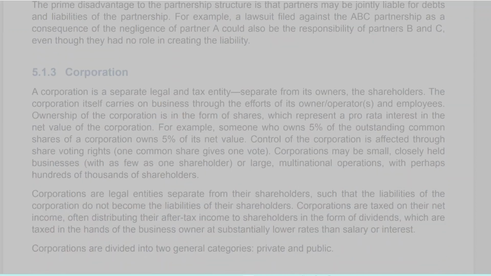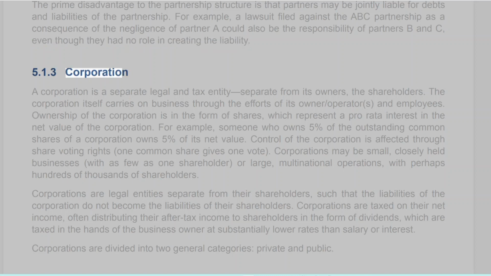The prime disadvantage to the partnership structure is that partners may be jointly liable for debts and liabilities of the partnership. For example, a lawsuit filed against the ABC partnership as a consequence of the negligence of partner A could also be the responsibility of partners B and C, even though they had no role in creating the liability.